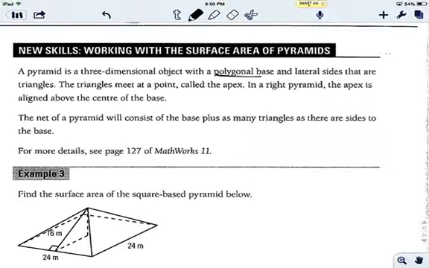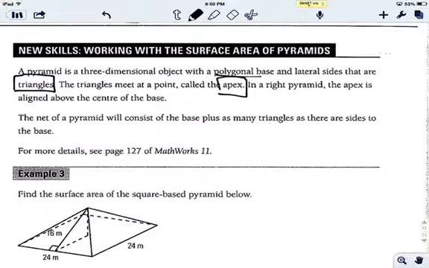Alright, and it has lateral sides that are triangles. That's what we were getting across in that other video, is that the lateral sides, which basically means the ones facing outside, that's what lateral means, they're triangles. And they meet at a point called the apex, which is where that dot was that I told you to link those things to. In a right pyramid, the apex is aligned above the center of the base. So we call a right pyramid one that has a center right above the middle of the base. And you can see that in the pyramid down below there.